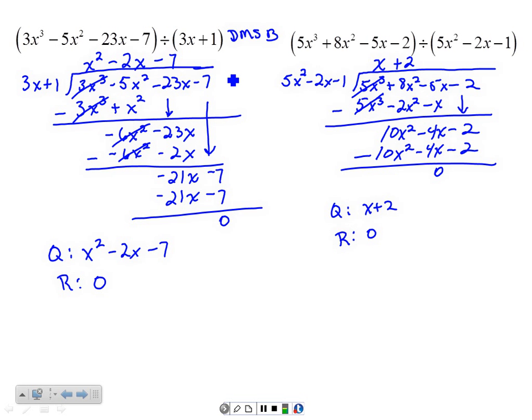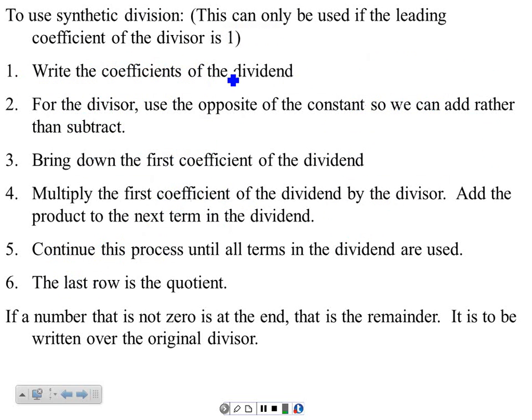Alright, so that's long division. We learned how to do that in 098 and in basic algebra. So now what I'm going to do is show you another technique called synthetic division. And notice synthetic division is the easiest of the divisions, but you can only use synthetic division if the leading coefficient of your divisor, the thing you're dividing by, is 1.